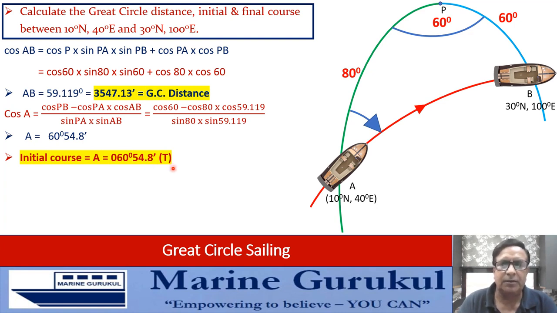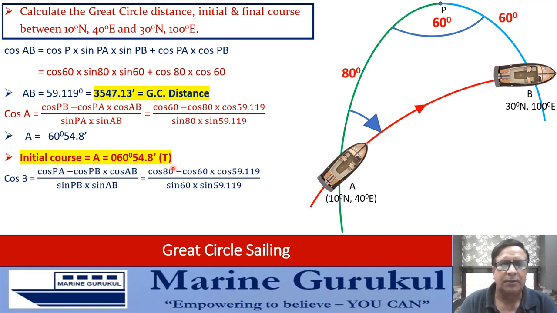Now we write again the cosine formula for angle B. We know all these parts on the right hand side. We put their values and we get the value of angle B as 96 degrees 24.6 minutes. So this angle is 96 degrees 24.6 minutes.